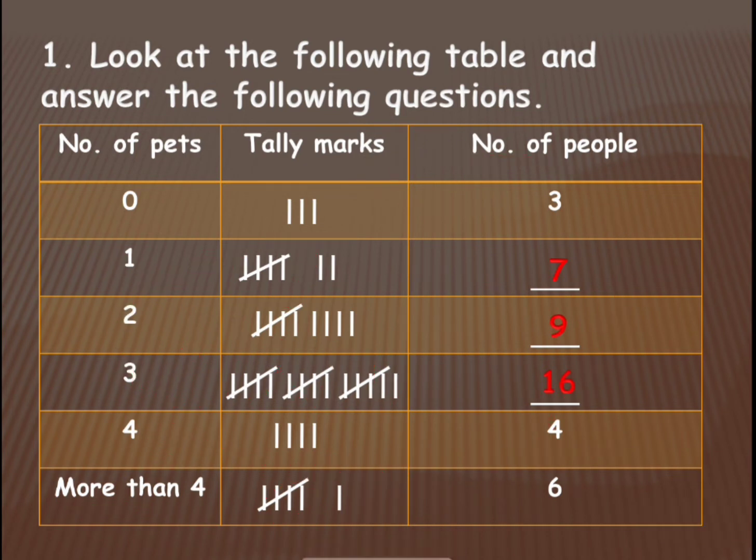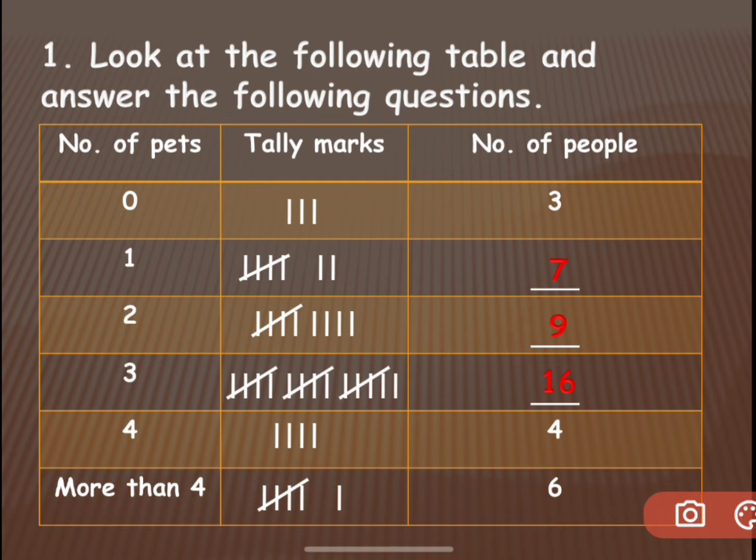Now there might be questions like, how many people have 2 pets? From here, 2 pets, how many people do you have? 9 people have 2 pets. Okay, how many people have more than 4 pets? More than 4 pets, how many people? 6 people. So in that way there might be questions.